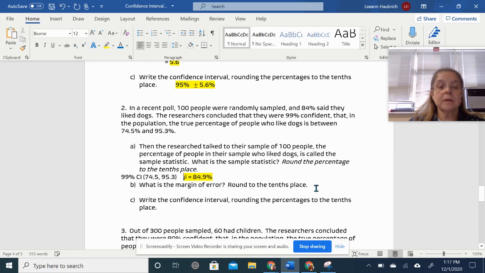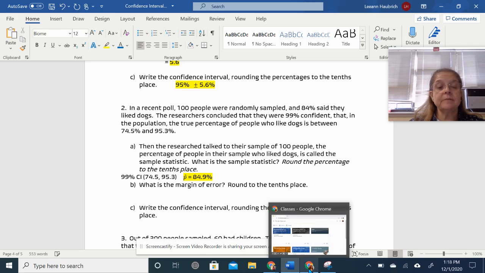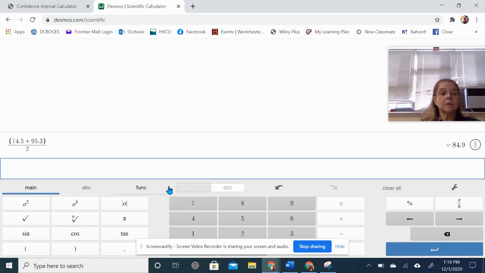What is the margin of error? Well, the margin of error, I'm going to do the difference. I'm going to subtract the 2 and divide by 2. So for the margin of error, I'm going to go to a new line. I'm going to subtract the 2. I might as well do the parentheses. I don't have to do it later.